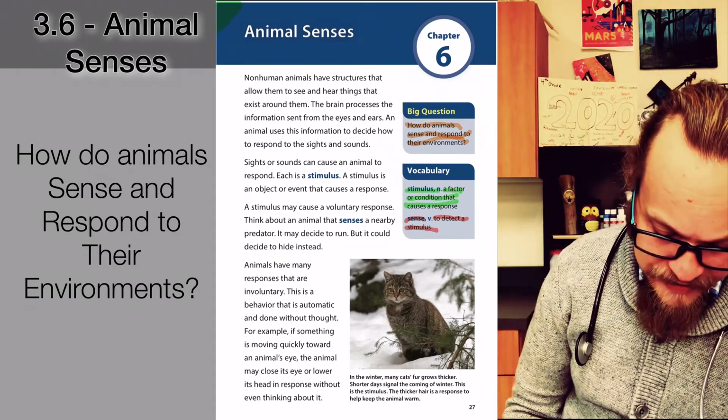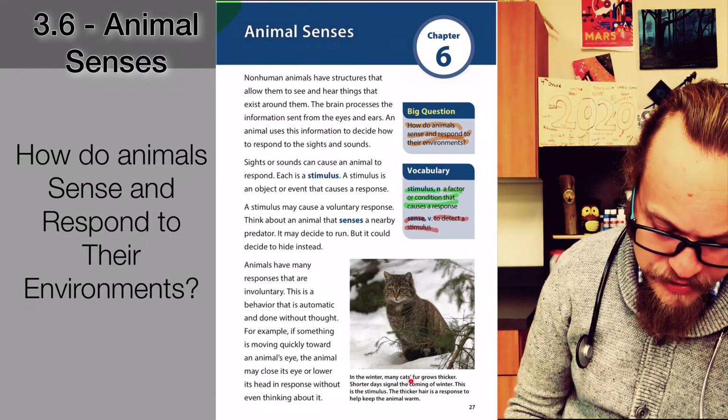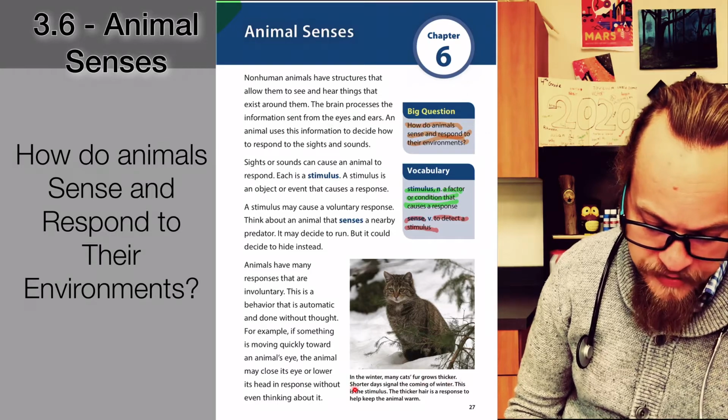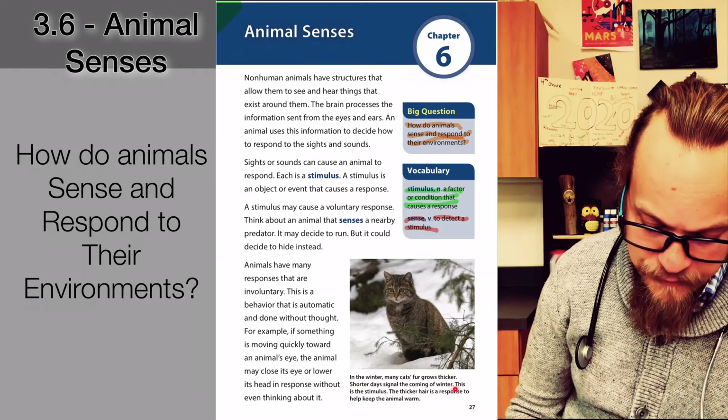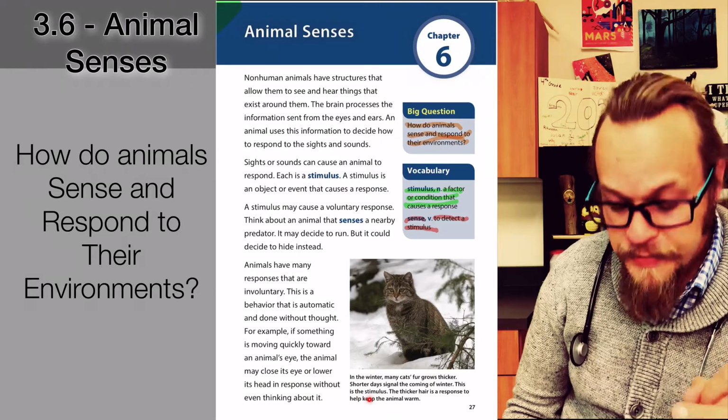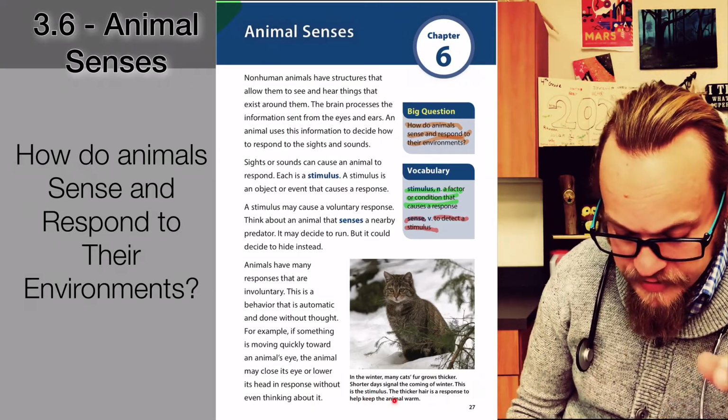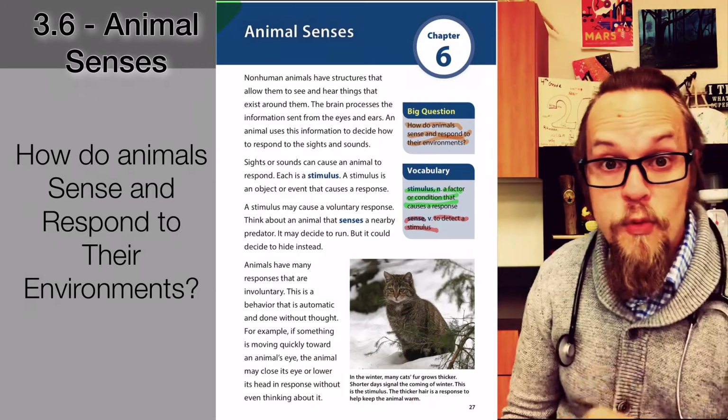So here we have this nice little cat. In the winter, many cats' fur grows thicker. Shorter days signal the coming of winter. This is the stimulus. The thicker hair is a response to help keep the animal warm.